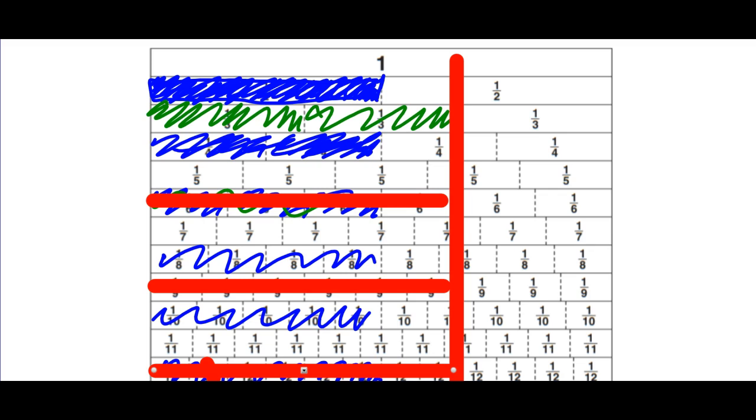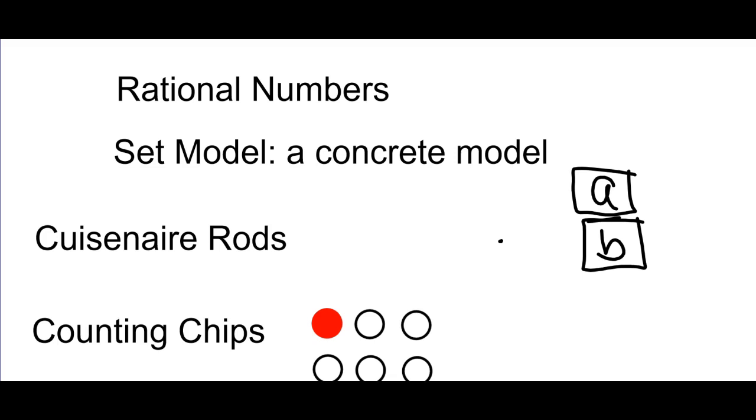So all of these are nice tactile representations. This, if you're having them draw on it, isn't quite considered a tactile type thing because they're drawing and shading in areas. But if you're using the Cuisenaire rods, if you're using the counter chips, or even if you take these and cut them out and move them around, they're physically moving something to represent fractions. And so that's where we get our set model or a concrete model for those things.